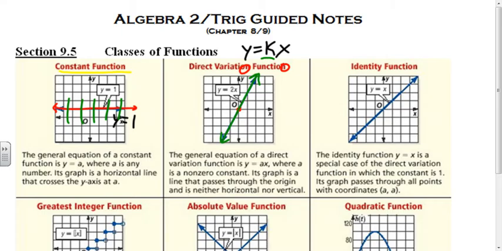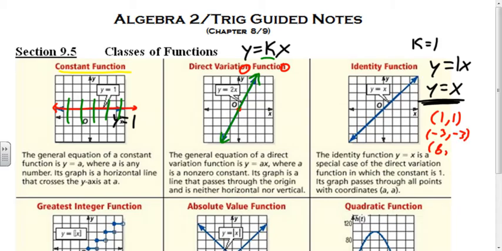Then we have the identity function, which is a very specific kind of direct variation. It's where k equals 1. So that would mean that y equals 1x, or you could just say y equals x. And if y equals x, that means we're including points like 1, 1, -3, -3, or 8, 8. Whatever you plug in is what you get out. Which means if we plug in 0, again, we get out 0. So it goes through the origin at 0, 0. So it's still technically a direct variation function.